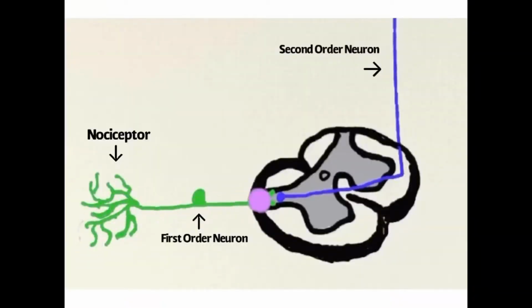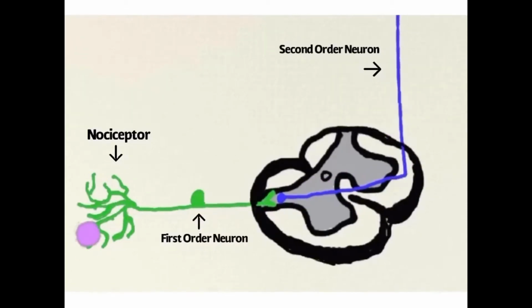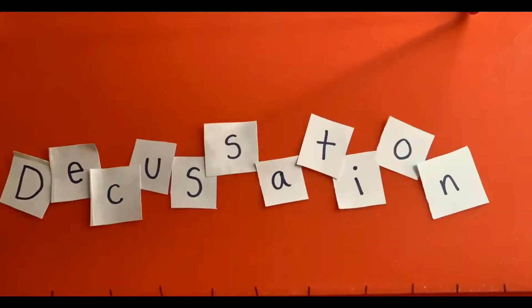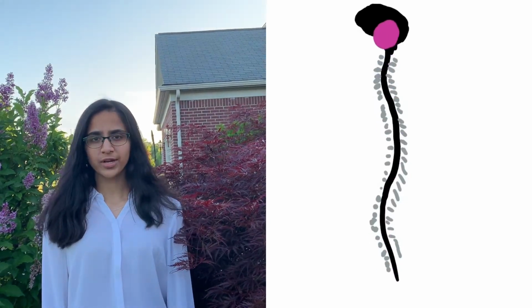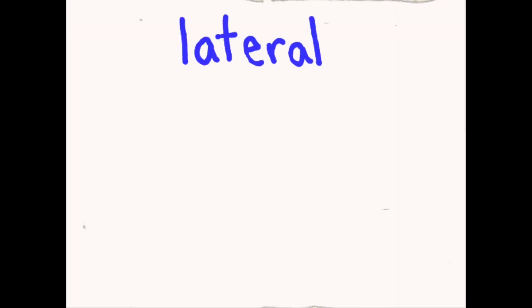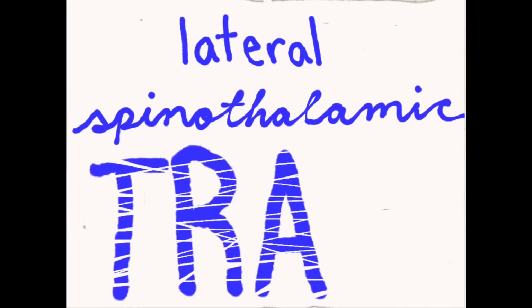The information from nociceptors reaches the spinal cord by the first-order neuron and is then transferred to the second-order neuron. This crosses the opposite side of the spinal cord, which is called decussation. The second-order neuron travels upwards through the spinal cord and brainstem. This path is called the lateral spinothalamic tract.